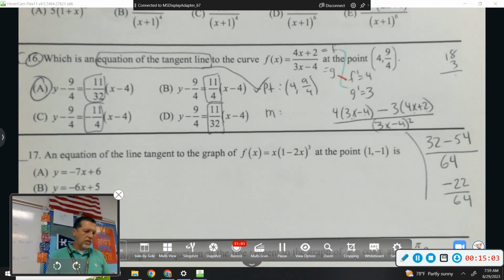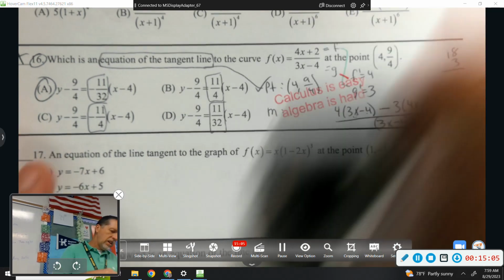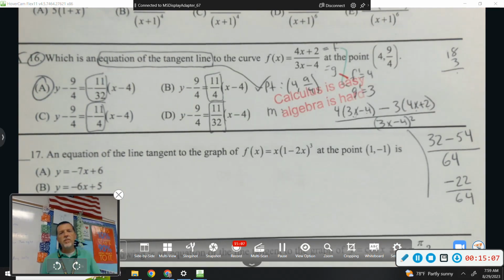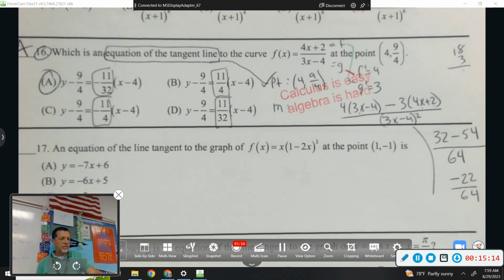That's a good problem to deserve the "calculus is easy, algebra is hard" stamp. The calculus was a pretty straightforward quotient rule. The algebra was making sure you plug it in and do all the math right.